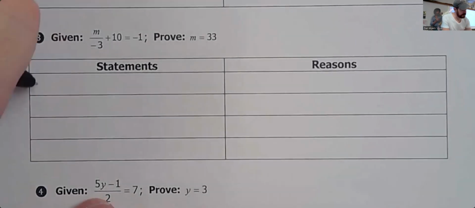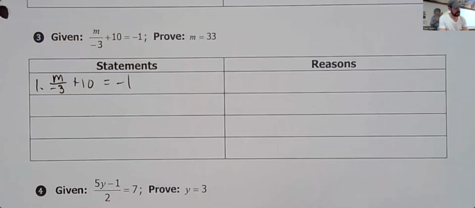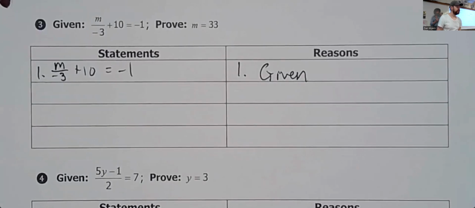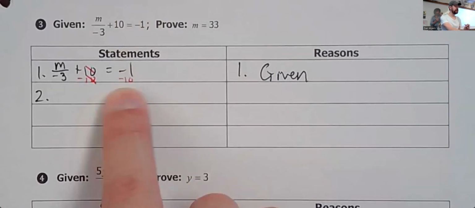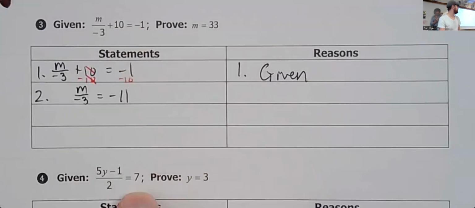So here we go. Statement number 1, write the problem down: m divided by -3 plus 10 equals -1. That is given. All right. Add, or wait, what are we going to do? Yeah, let's subtract 10 from both sides. So for 2, we have subtracted 10 from both sides, so -10, -10. You can show this step here or not, it's up to you. So that'll give us m divided by -3 equals -11. We subtracted 10 from both sides, therefore step 2 is the subtraction property of equality.